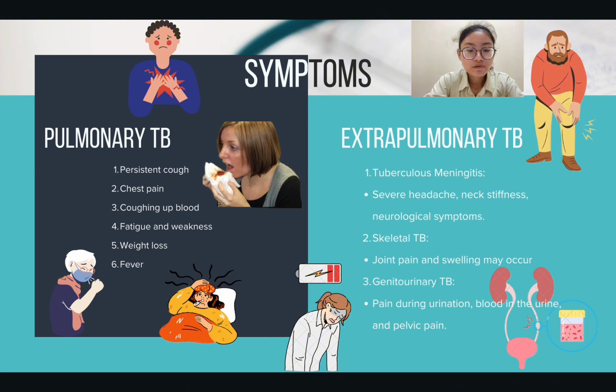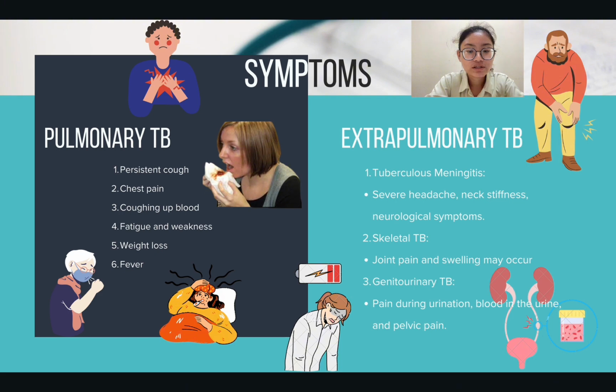Besides, persistent fatigue and weakness are common symptoms among patients. Unexplained weight loss is a significant symptom of active TB. This can be a result of decreased appetite and metabolic changes. Patients will also experience fever. Low-grade fever or higher body temperature may occur, especially in the afternoon or evening. In latent TB infection, where the bacteria are present but not causing active disease, there are typically no symptoms.